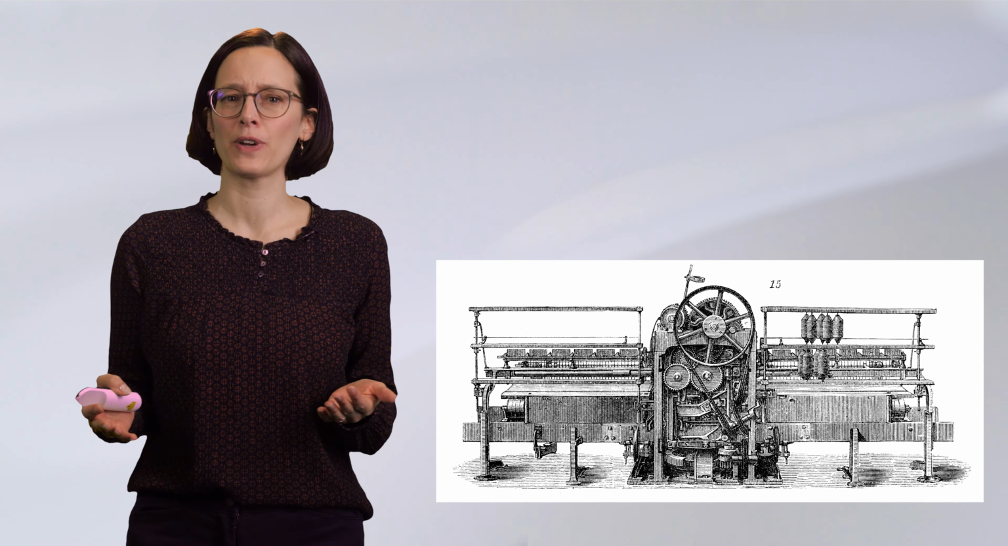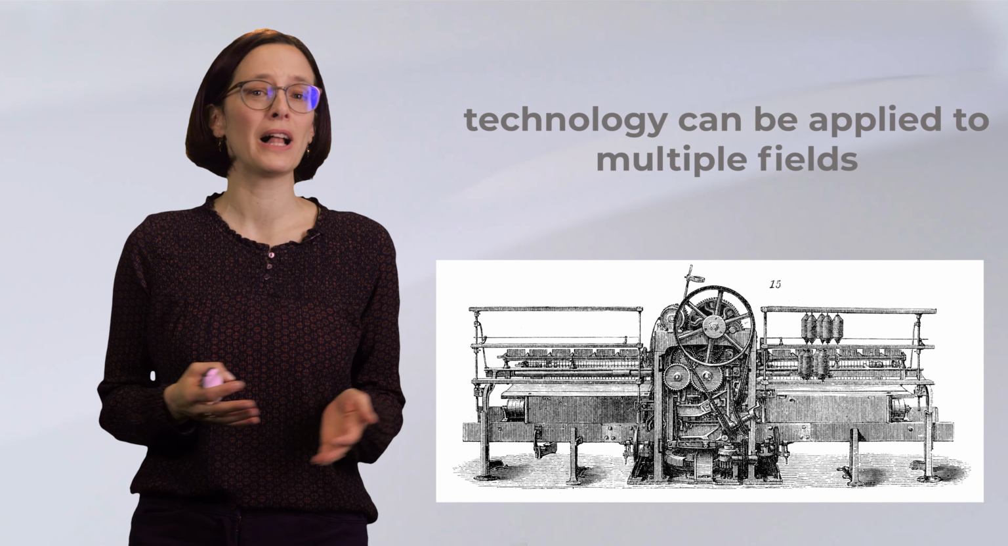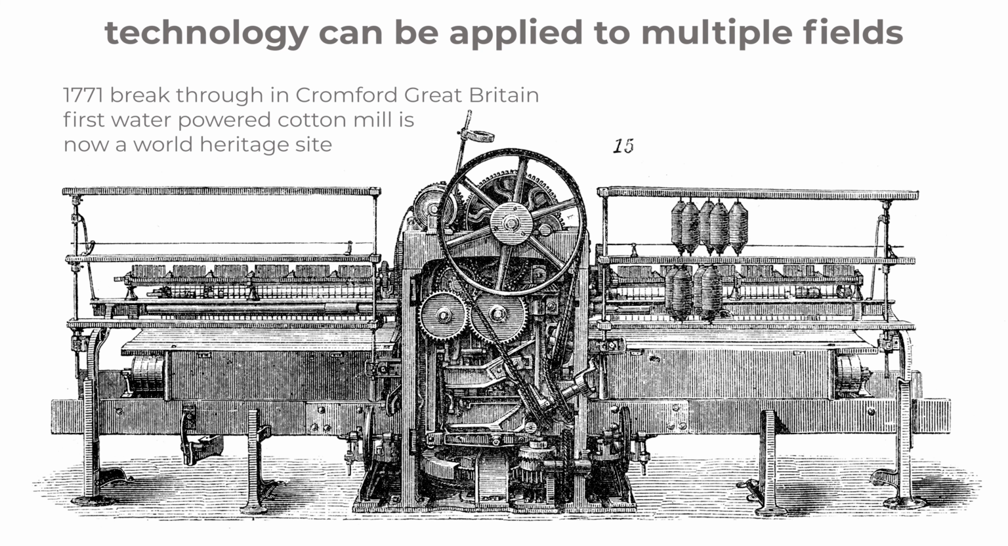The continuous manufacturing approach can be applied to multiple fields. For example, there was a technological breakthrough in 1771 in Cromford, Great Britain, where the first water-powered cotton mill was installed. Actually, this mill practically started the Industrial Revolution, because continuous manufacturing allowed us to produce a lot of product in a very fast and very efficient way.